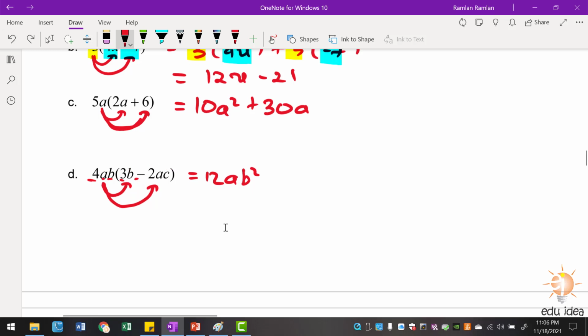Remember that minus is very, very crucial, so be careful. Okay, so we have 4 times minus 2 is minus 8, right? And then a times a is a squared, and then the b and the c are still there. So there we go, you have the final answer.